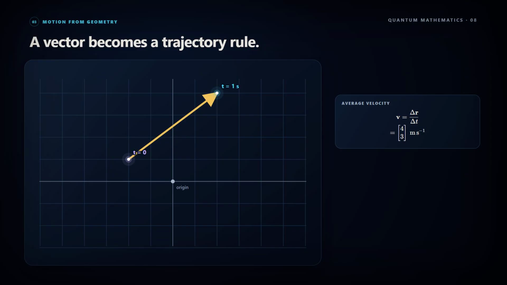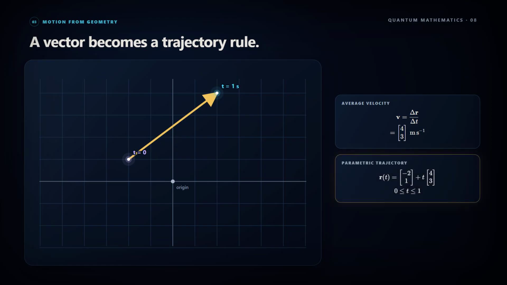If the motion is uniform between the flashes, we can describe every intermediate position with one equation. Start at the initial position, then add t copies of the velocity. At time 0, the added part vanishes, and we are at p0. At time 1, we add the full 4, 3 displacement and arrive at p1. Values between 0 and 1 trace the straight path between the observations.